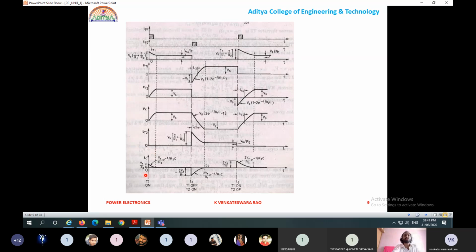If you draw the capacitor current, it is present only during capacitor charging and capacitor discharging. This one is during capacitor discharging, and this one is during capacitor charging. Like this, these waveforms are present at a particular time. Once the thyristor is in complete conduction state, there is no flow of capacitor current. So these are the waveforms related to class C commutation.